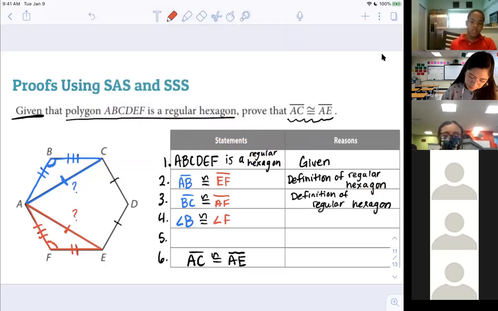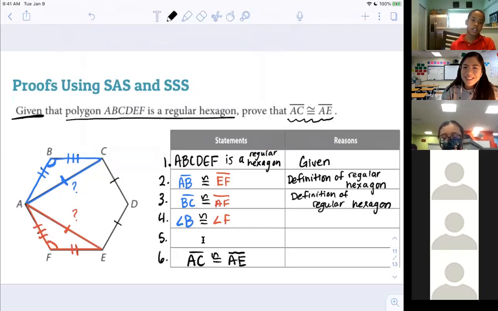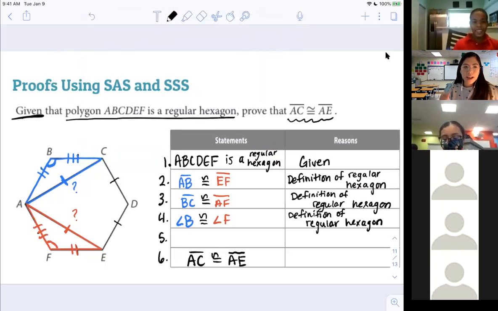Since we already know that, I only have one side left. Now, what's the reason? How do I know that those two are equal, congruent? Not because we have the sides, but because we know that this is a regular hexagon, and regular hexagons have all the same sides and all the same angles. Like if you folded it in on itself, it would be a line.